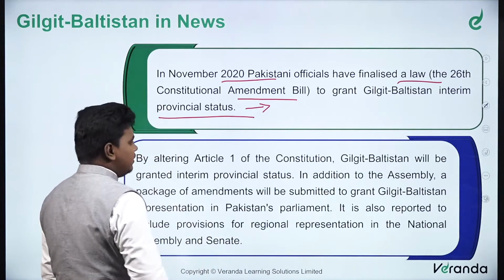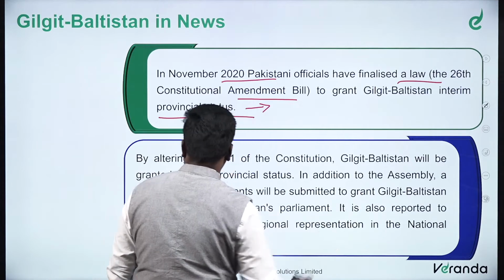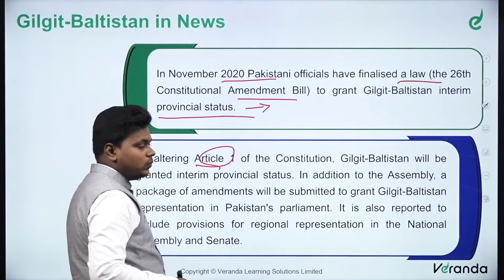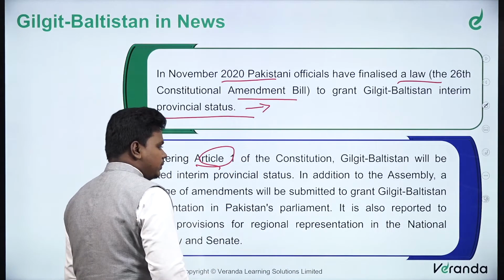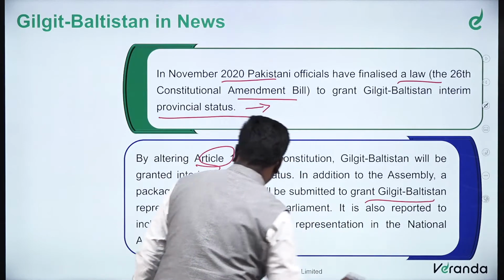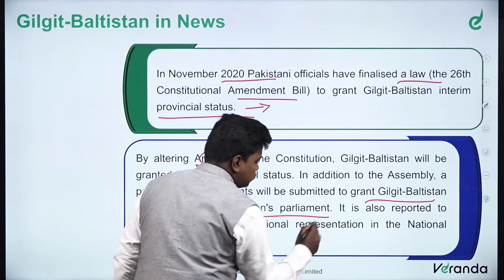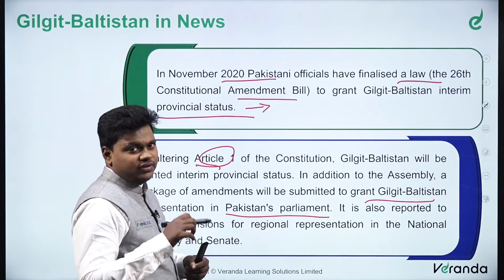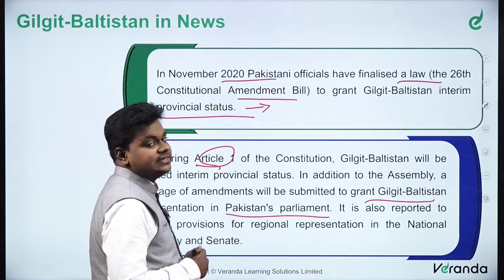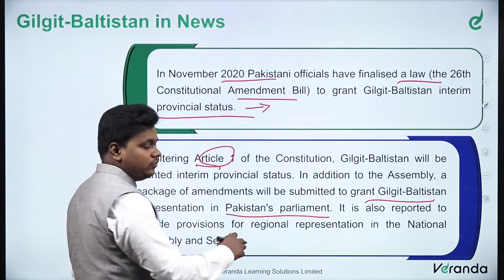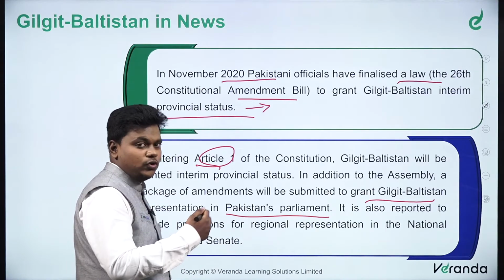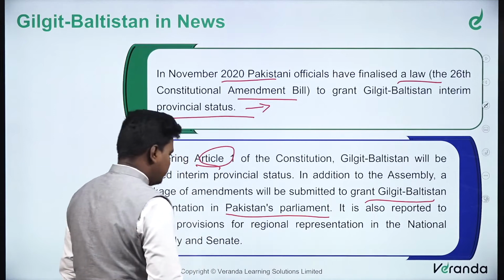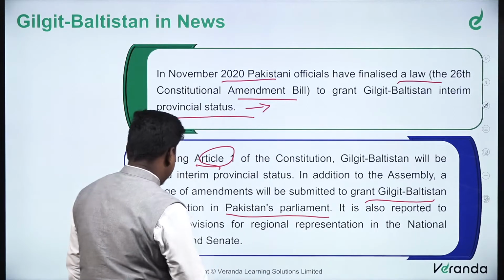Further, by altering Article 1 of Pakistan's Constitution, Gilgit-Baltistan will be granted interim provincial status. In addition to the assembly, a package of amendments will be submitted to grant Gilgit-Baltistan representation in Pakistan's Parliament. Till now, as this Gilgit region was not elevated to the position of a province, it was not given representation in Pakistan's Parliament. But now it will be given, because it is elevated to the position of a province. It is also reported to include provisions of regional representation in the National Assembly and Senate.